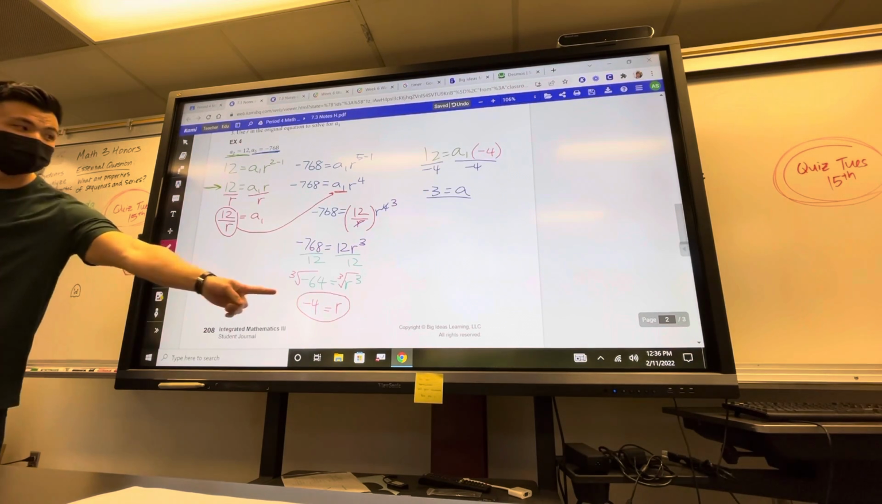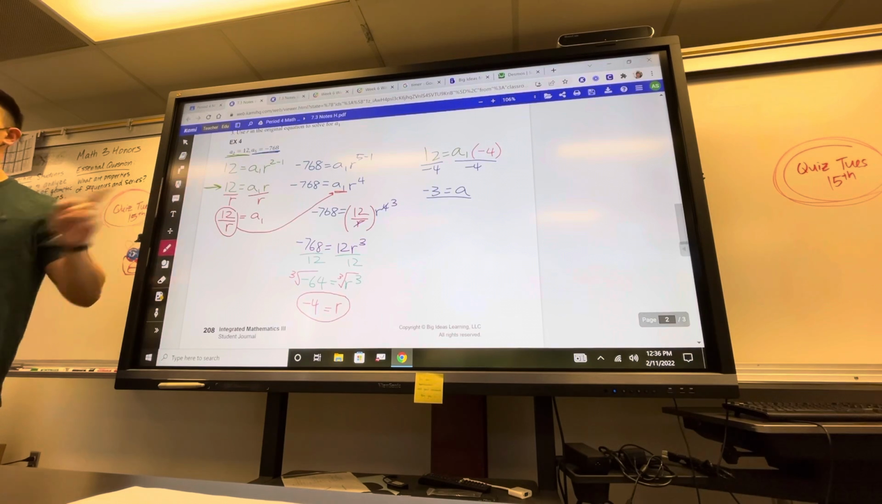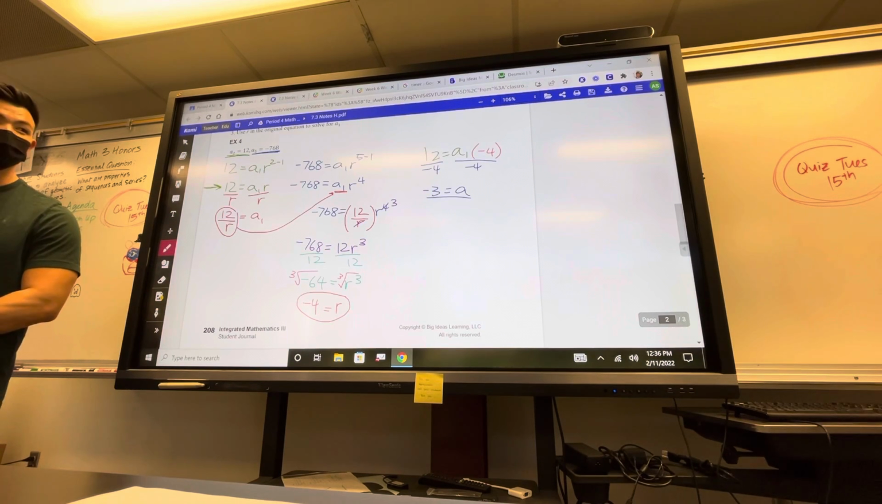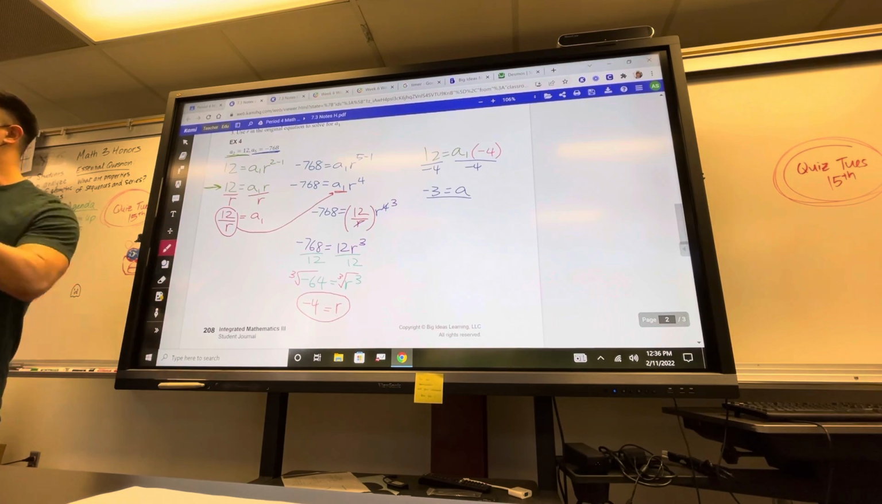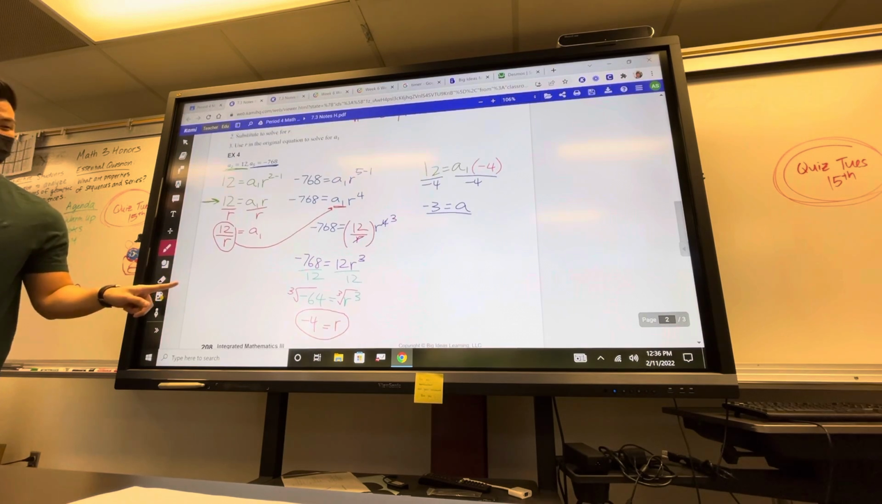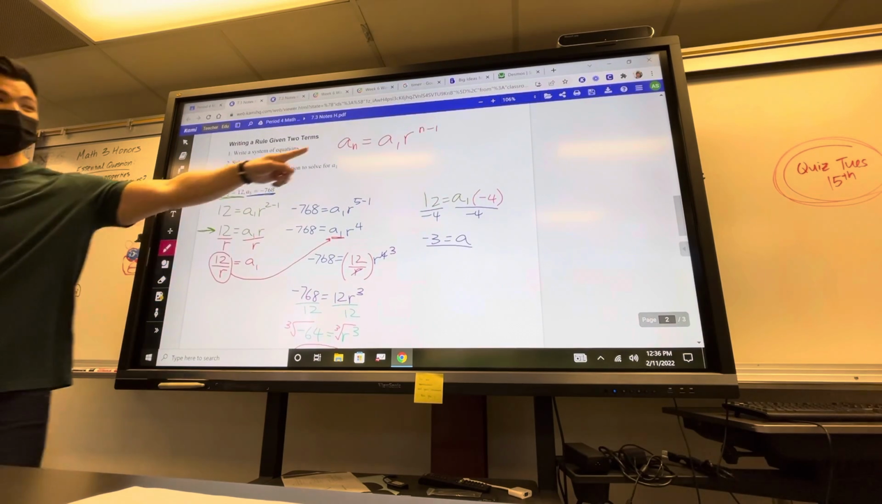So taking this value, plugging it in here. We're done? No. One more step. We never are done. Last one is we're going to take our a value and our r value and plug it into this formula.